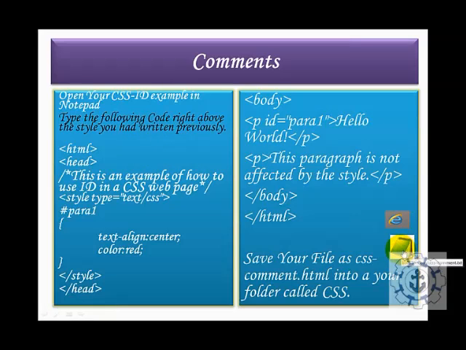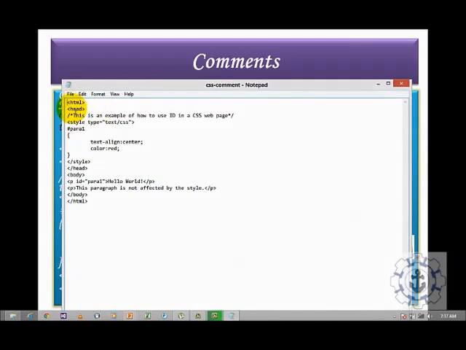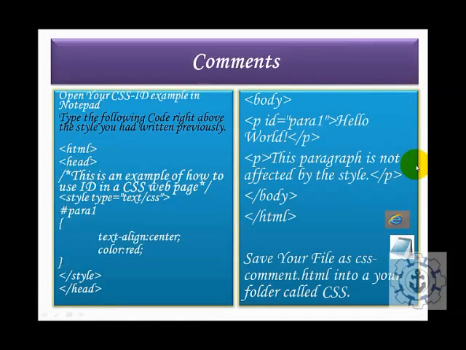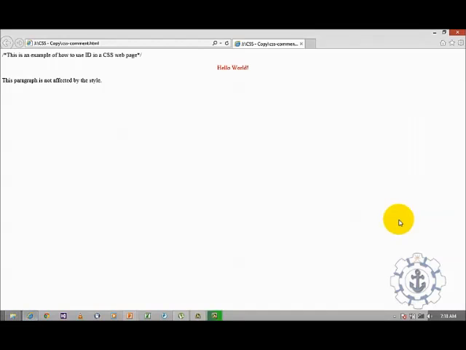So here is an example. HTML head. Here is the comment: this is an example of how to use an ID in a CSS web page. This line will be ignored by the web browser, and I'm going to write the style by using a style tag. Style type equal to text/css. This is an ID, para1, text-align center, color red. I'm going to close the style tag and head tag, and open the body. Paragraph ID equal to para1, and for this paragraph no style is applied. Save this as .html and run this using a web browser. The comment is not processed by the web browser, so we are not able to see it.